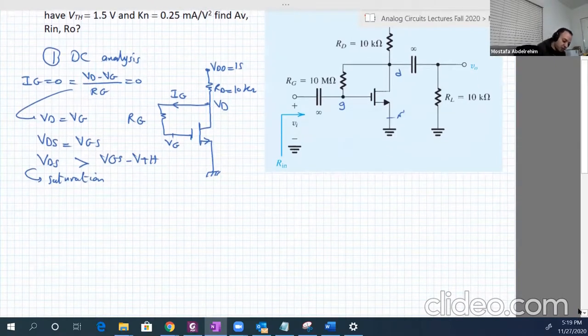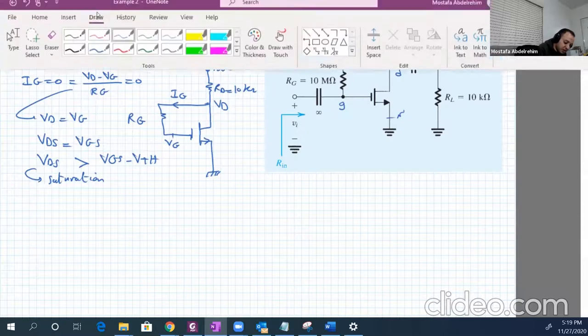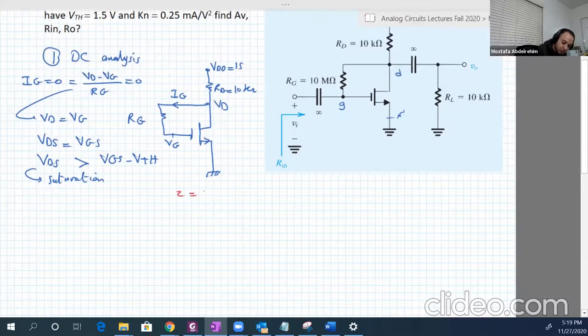Let's do that in another way, just to clarify it. If you have two equal to two, so basically two must be larger than two minus something, for example, minus one.